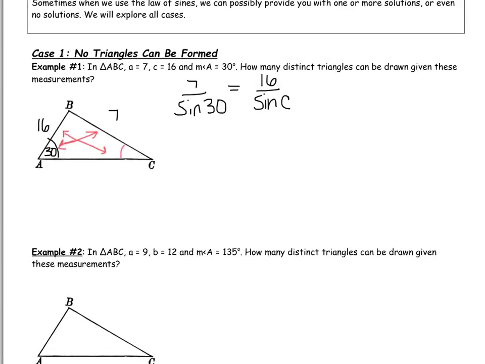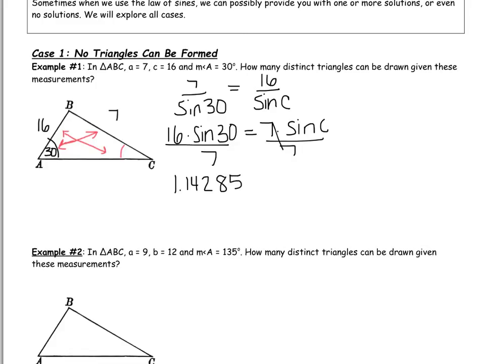Just like the other day, we're going to cross multiply. So 16 times sine of 30 is equal to 7 times sine of C. Divide by 7. Now go ahead and type into the calculator, top first, 16 sine of 30, hit enter, then divide by 7. And you should get 1.14285... equals sine of C. So how do I get C? C is second sine of that answer.